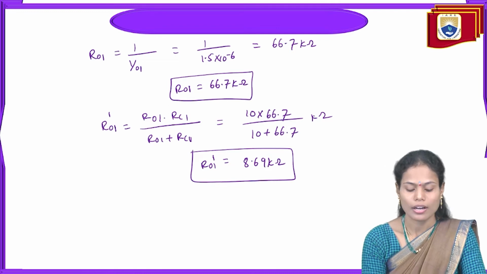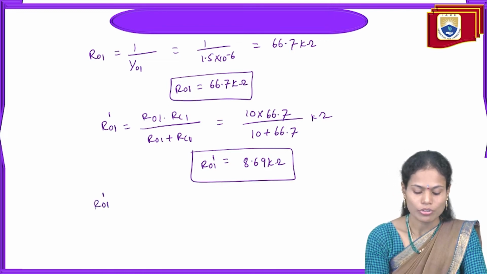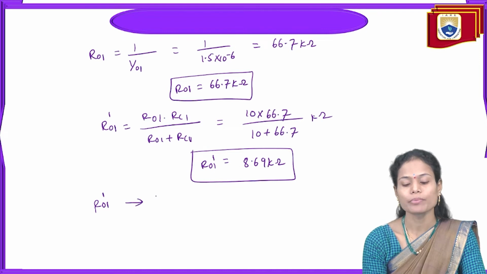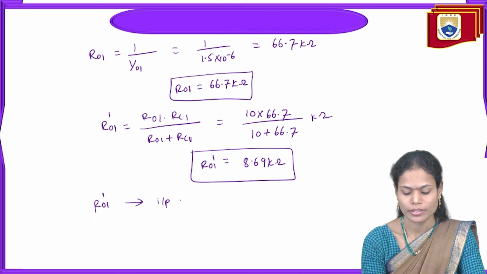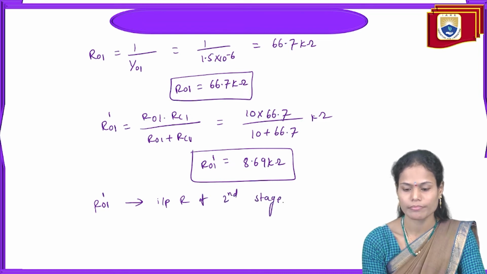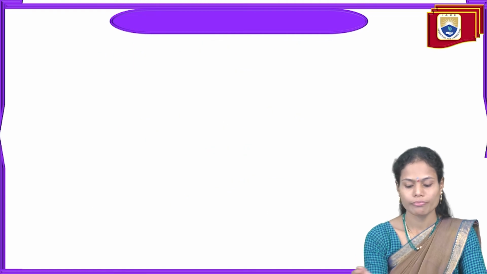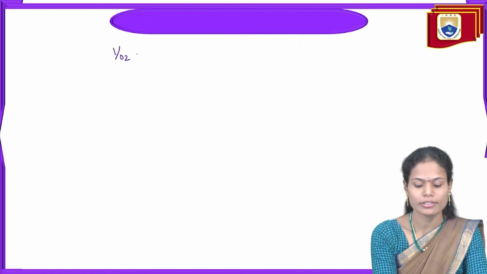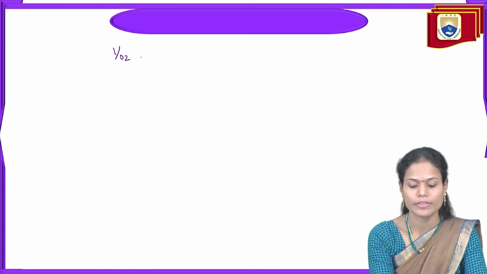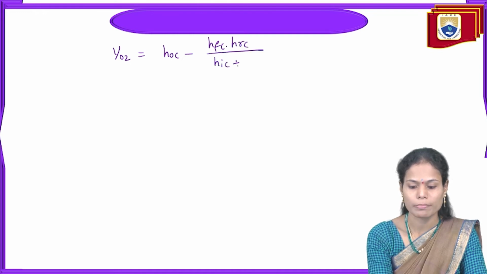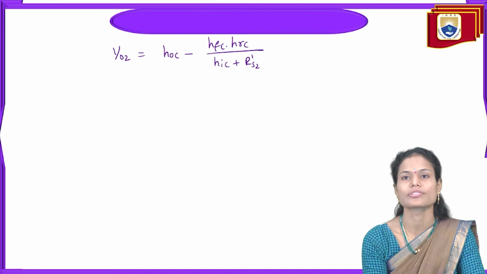And next, this R01 dash acts like the input resistance or source resistance of the second stage. So from this, we can calculate the admittance of the second stage, that is HOC minus HFC into HRC by HIC plus RS2 dash here.